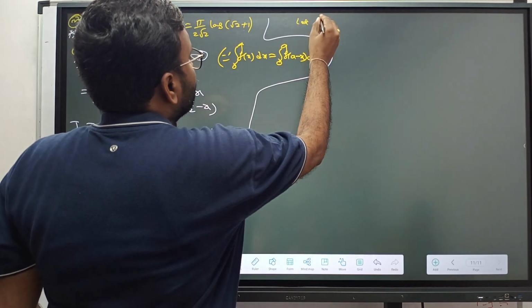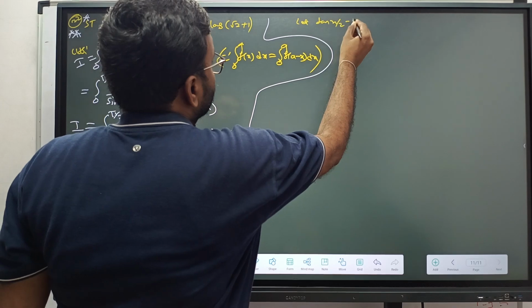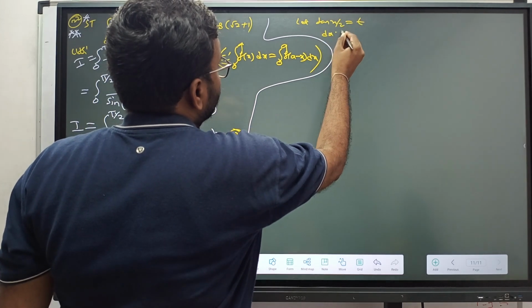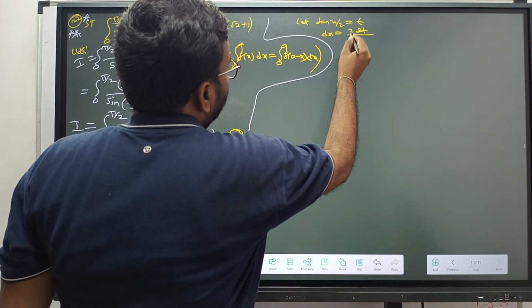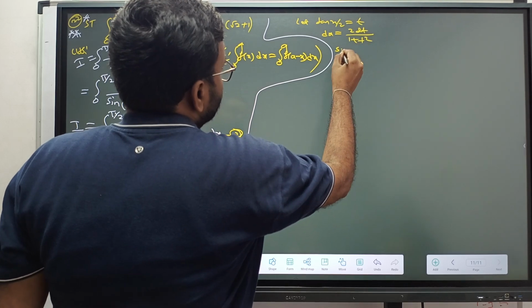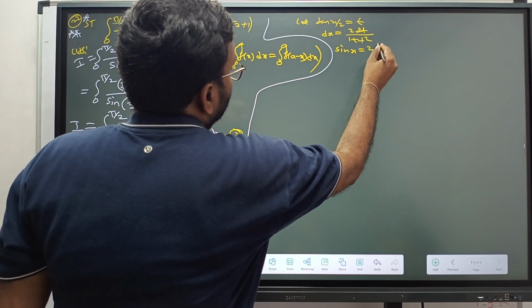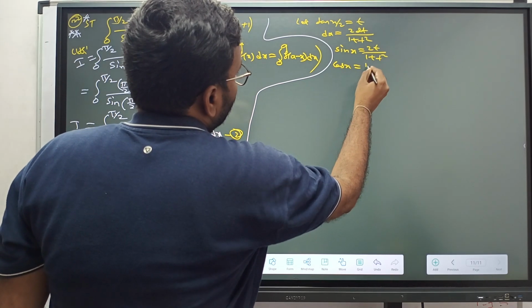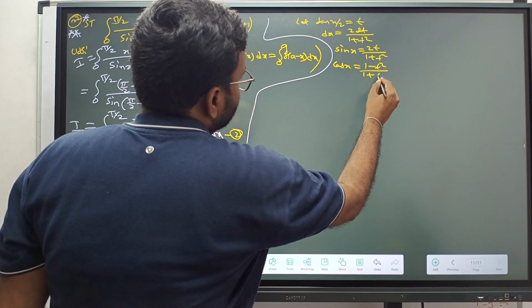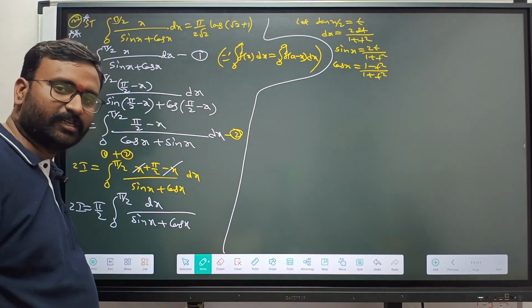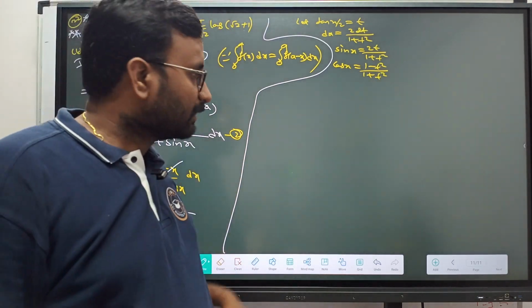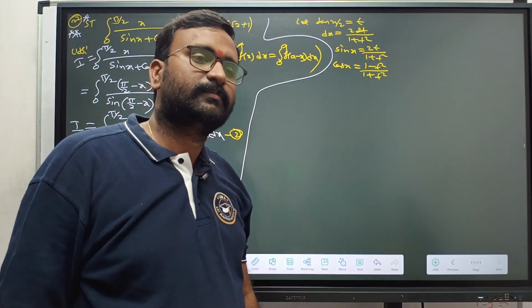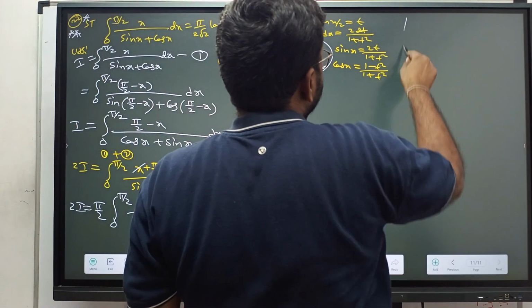Let tan x by 2 is equal to t. And we know dx is equal to 2 dt by 1 plus t square. Sin x is equal to 2t by 1 plus t square. Cos x is equal to 1 minus t square by 1 plus t square. We have discussed this in the previous indefinite integration types videos. And here we have to do extra changes.